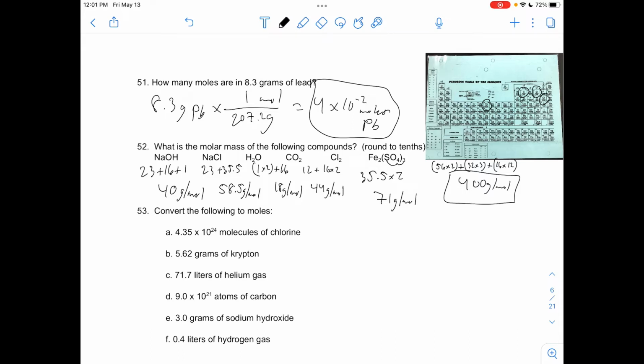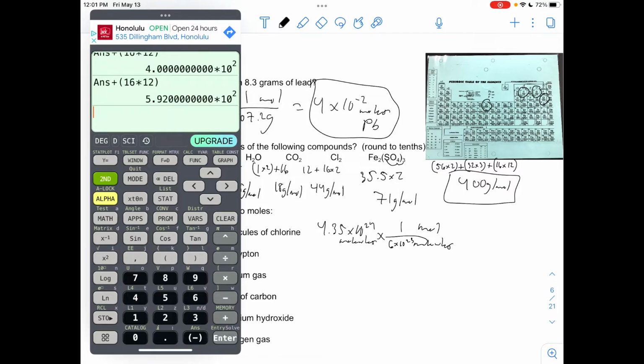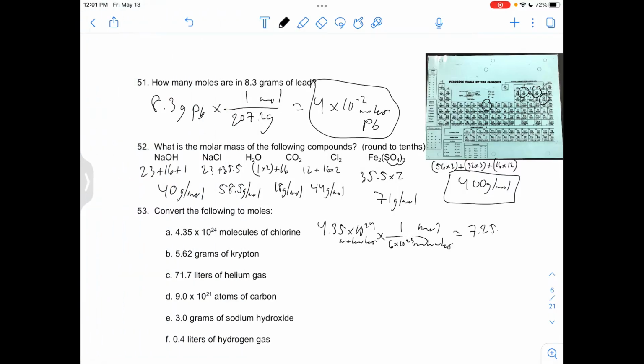Okay, we have converting into moles, so 4.35 times 10 to the 24 molecules, and converting to moles, we divide by 6 times 10 to the 23rd. Whenever it's molecules or particles or atoms, that's the number we use. 4.35e24 divided by 6e23 would give us 7.25. So that would be 7.25 moles of chlorine.